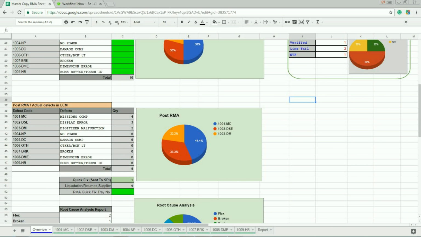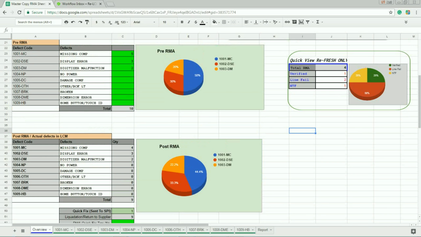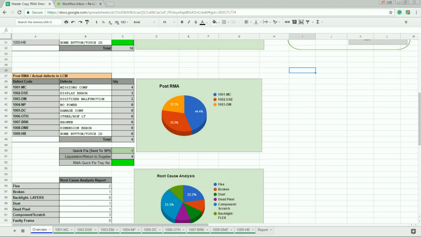On the third, we can see the post RMA. This is the RMA after all these LCMs go through the internal RMA QC process, and we plug in those values here. These values are extracted from all those sheets. For example, 1001MC all the way to 1009SB, and by looking at that number, we can see how many problems we have, how many defect categories we have, and where the main focus area is.